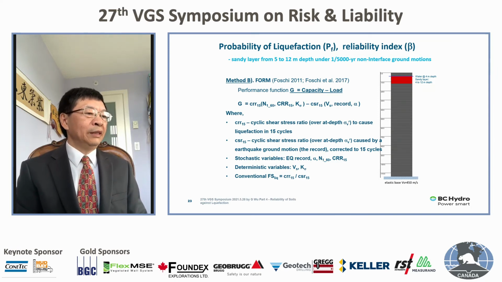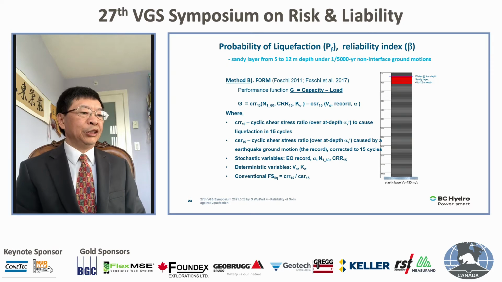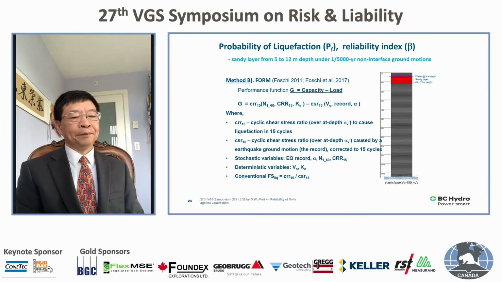So in method B, basically the FORM method, you are looking at a performance function, which is G. G is equal to capacity minus the load. In this scenario, the capacity is the cyclic resistance ratio, and the load is the cyclic shear stress induced by the earthquake.